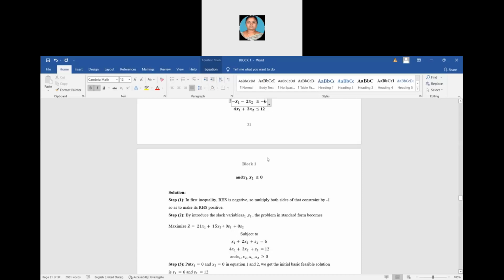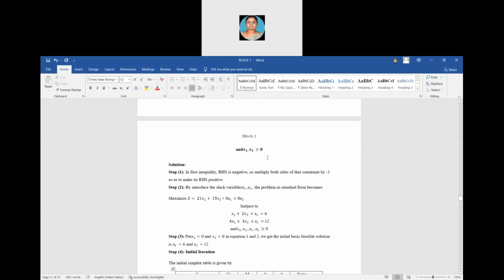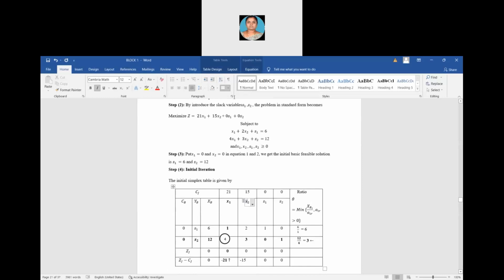And step 3. What is our step 3? You have to put x1 equal to 0 and x2 equal to 0 in equations 1 and 2. We will get the initial basic feasible solution as s1 equal to 6, s2 equal to 12. In these two equations, if you assume x1 and x2 are 0, you will directly get s1 equal to 6, s2 equal to 12. So that is quite okay.